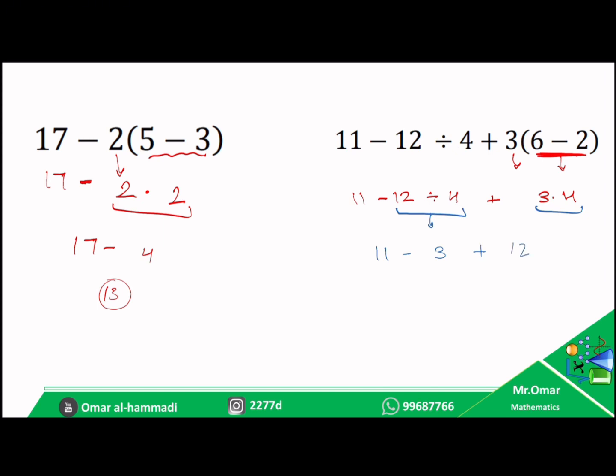Now we will go from left to right. 11 minus 3 will give us 8, plus 12. 8 plus 12 will give us 20. So this is the result.